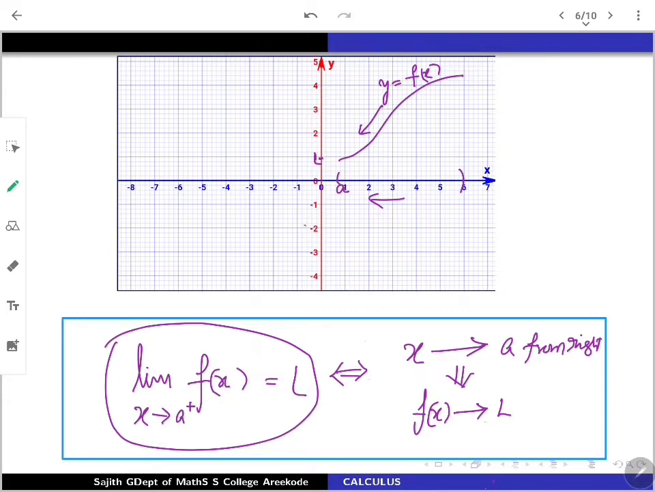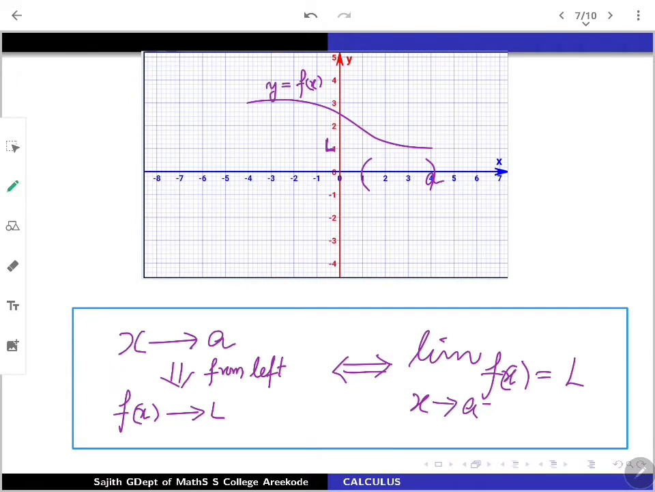This is how the right-hand side limit is defined. The limit of f of x as x tends to A plus is L. As x is nearing A from the right, it implies f of x is nearing L. You can get as close to L as you like by just moving x from the right towards A. Only greater values of x are considered. Analogously, one can define the left-hand side limit too.